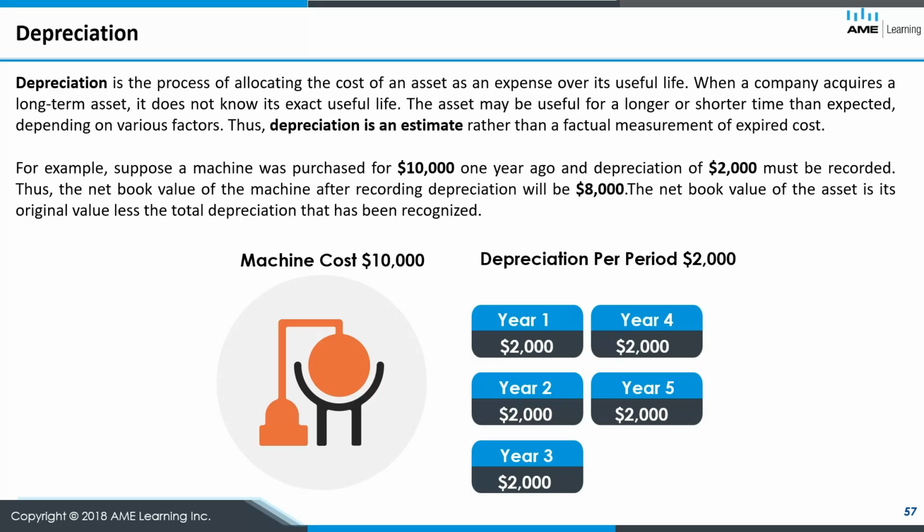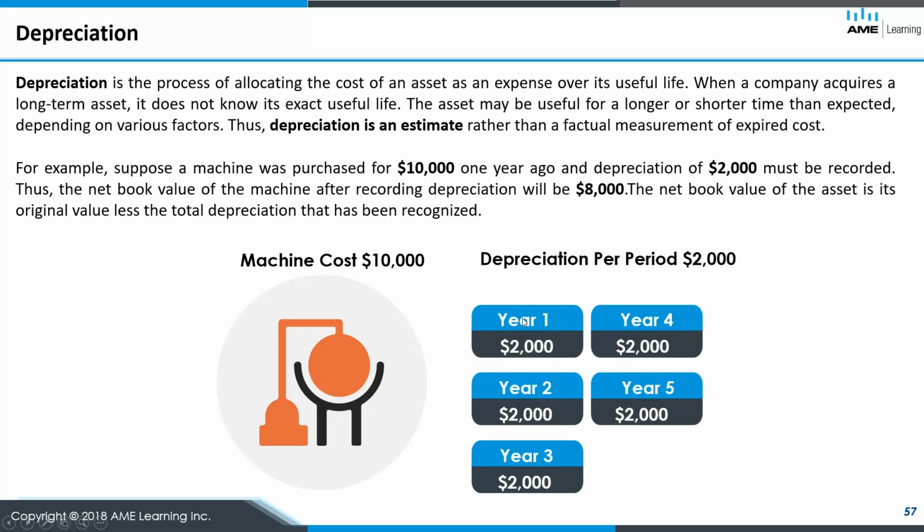So let's look at an example here. It says that if we bought a machine for $10,000 1 year ago, and depreciation of $2,000 must be recorded in that year, we have this concept of the net book value, which is to say the original purchase price minus all the depreciation recorded to date. This is our first year, so the only depreciation we will have recorded at this point in time is just 1 year's worth of 2,000.